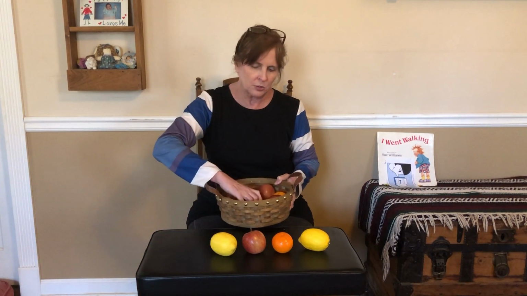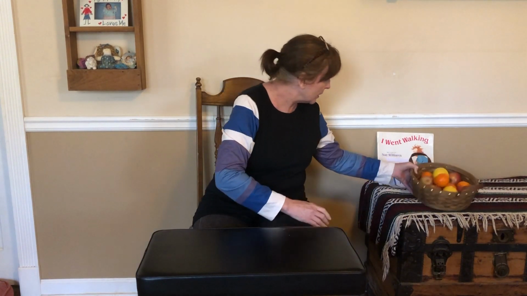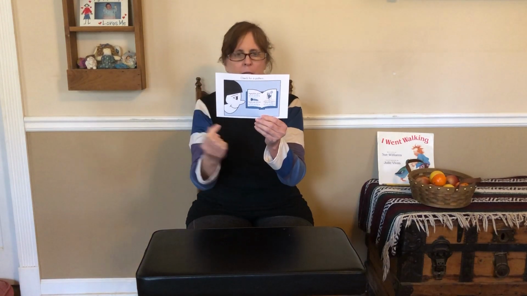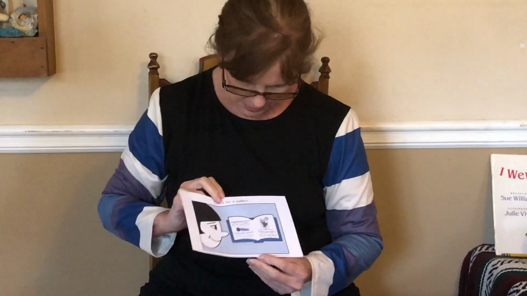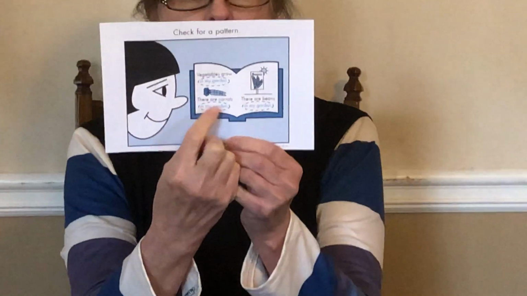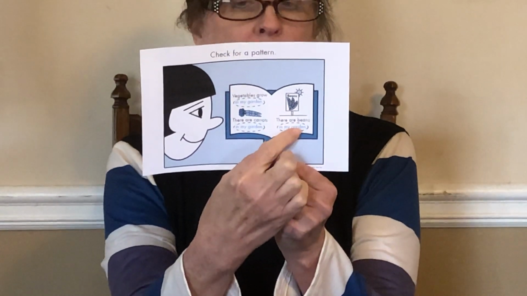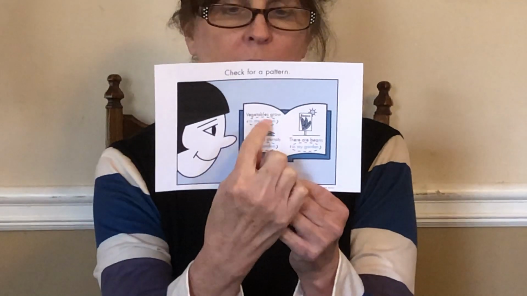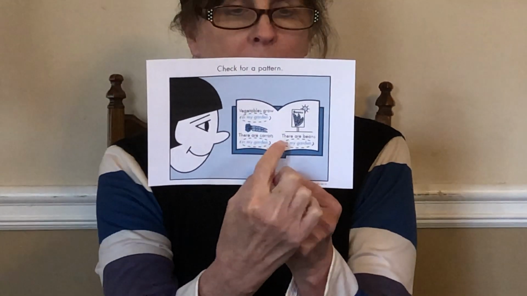We're going to try that with our reading strategy because our reading strategy is called Check for a Pattern. If you can see in here, the child is reading and it says, vegetables grow in my garden. There are carrots in my garden. There are beans in my garden. Do you hear a pattern when I'm reading? Did you see the pattern? It repeats in my garden, in my garden, in my garden.